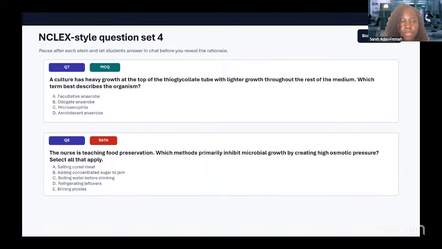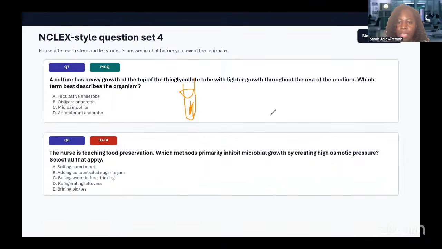So you have a culture that has heavy growth at the top. Remember, again, the thioglycolate tube is used for measuring oxygen, right? With a lighter growth throughout the rest of the medium. Which of these best describes the microbe? So you have heavy growth at the top and lighter growth in the rest of the tube right here. So that's question 7, because it looks like it's doing both, right? It is growing at the top and at the same time, it is growing in between.